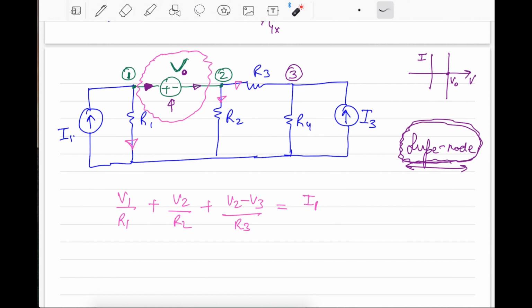Try this out as your home assignment. You write nodal analysis here, and then you add the two. This current, which is inside the Gaussian surface, will cancel out. That's why we do not care what is going on inside this Gaussian surface, because once it leaves one node and enters the other, inside all this will be cancelled out.